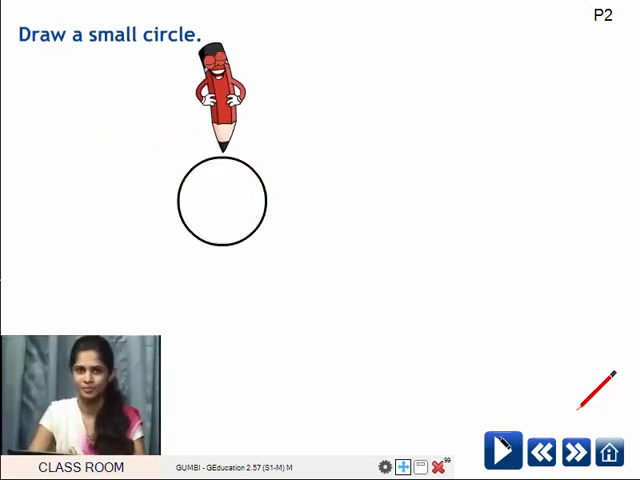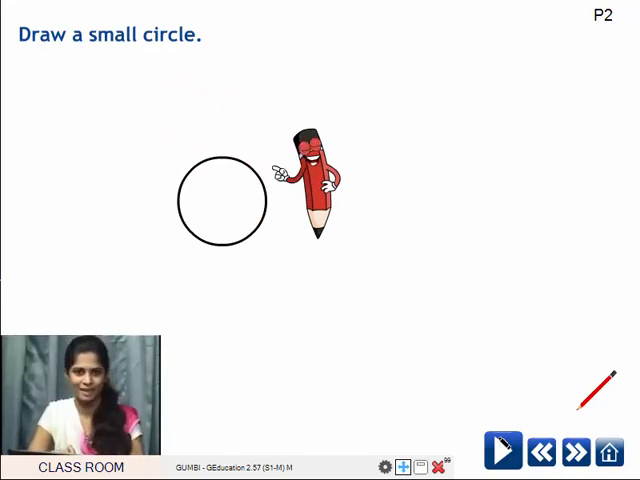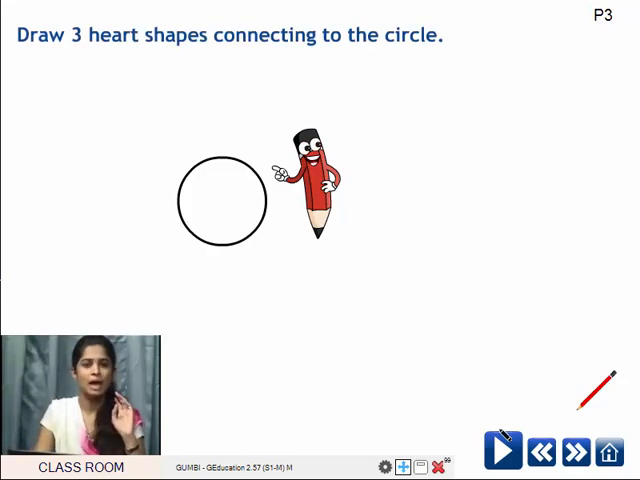Did you draw? Okay. Now my second instruction. So all of you have drawn the circle, right? So now the second instruction is you have to draw 3 heart shapes connecting the circle. How to draw? Listen to the instruction carefully, students. You have to draw 3 heart shapes. Heart shapes you shouldn't draw like this. Complete heart. Draw only heart.